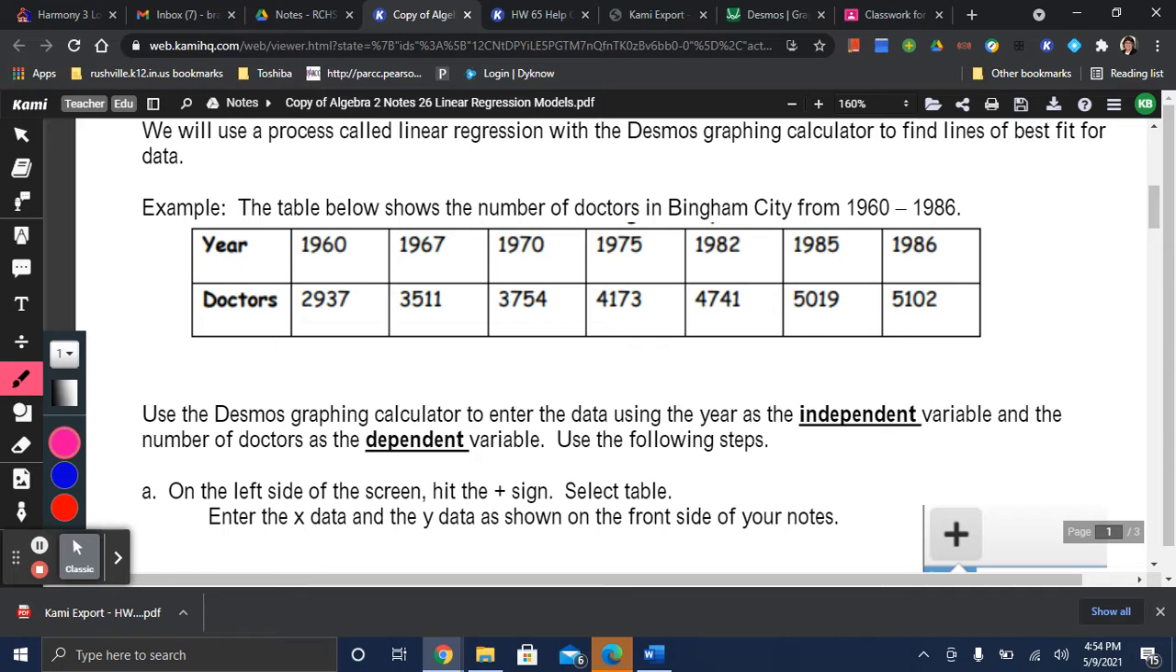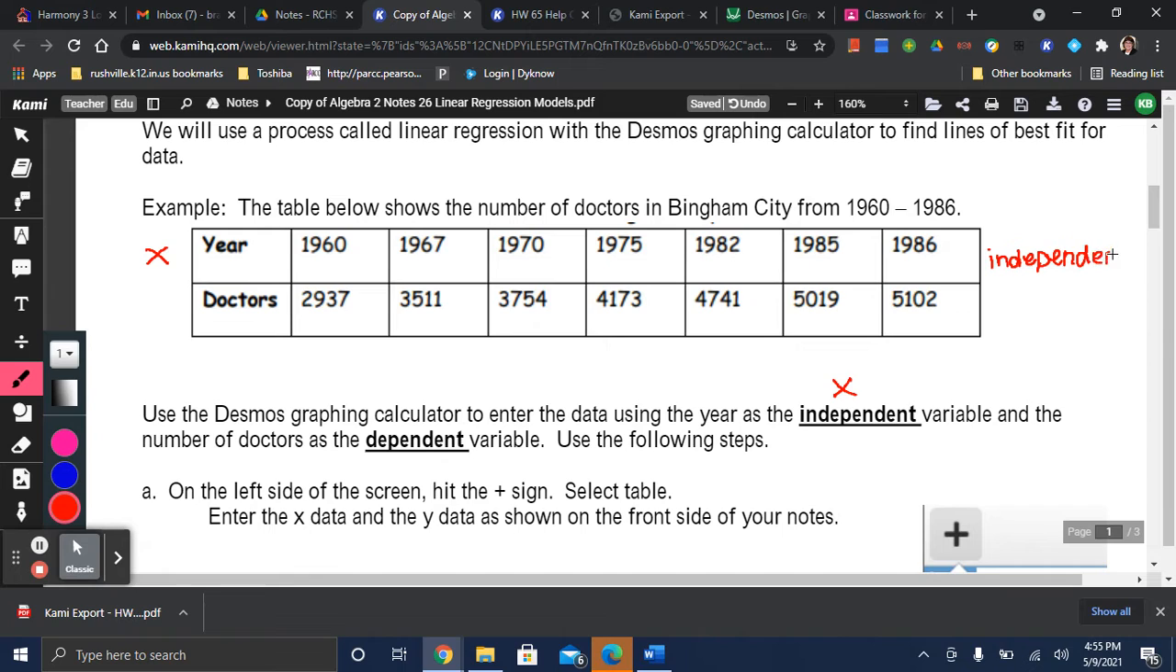So one piece of vocabulary to be familiar with is the difference between an independent variable and a dependent variable. So an independent variable is going to be like the X part of your data. And generally, it has to do with time or something that you wouldn't really want to make the prediction about. So this, in this problem, is the year. That would be the independent variable.